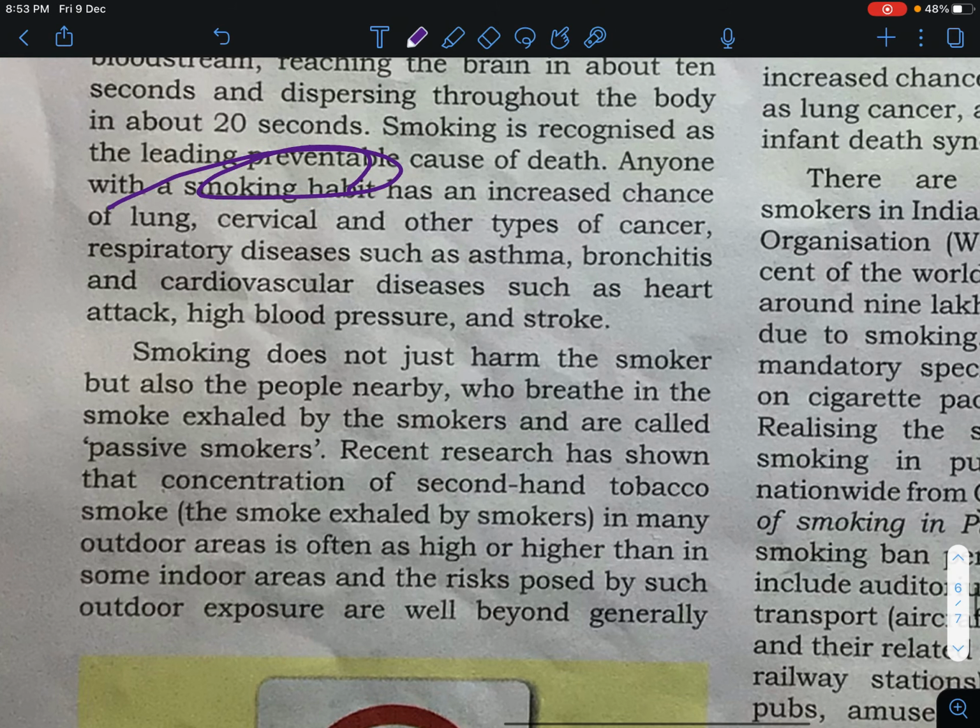Smoke does not just harm the smoker but also people nearby. Smoking is not going to harm only the smoker, but it also affects others who breathe in the smoke exhaled by the smoker, and that is called a passive smoker. Recently, researchers have shown the concentration of second-hand tobacco smoke.